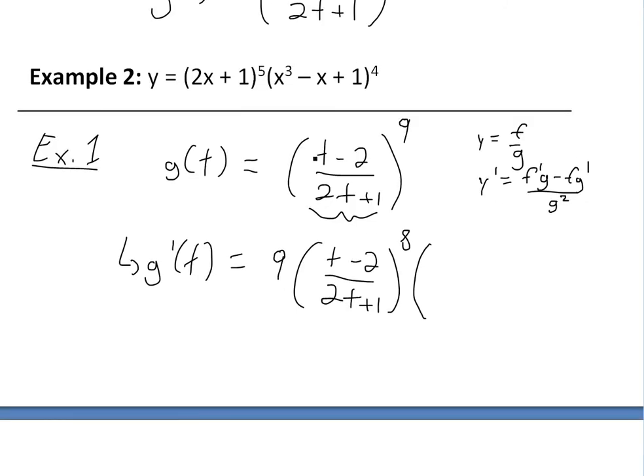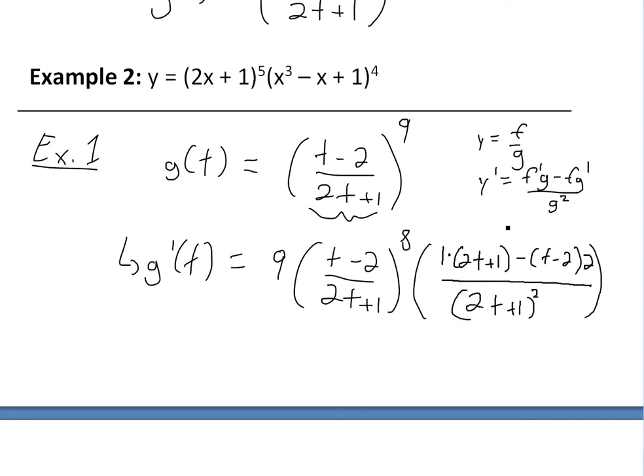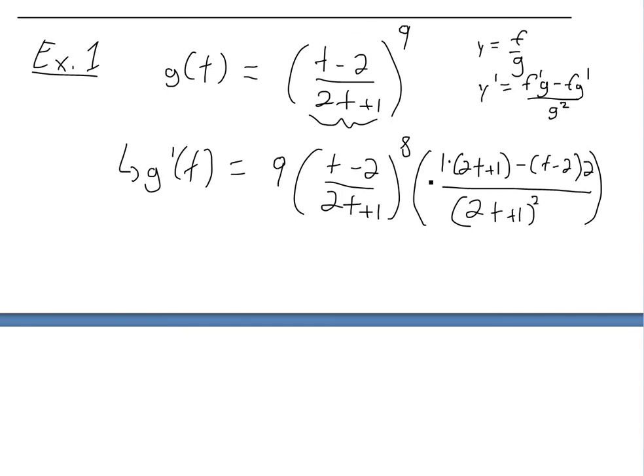So the derivative of the top one is going to be 1, since the derivative of t is 1 and the derivative of negative 2 is 0. So we'll have 1 multiplied by g, which is 2t plus 1, and then subtract f, t minus 2, times the derivative of the bottom, 2t plus 1, that's just going to be 2. And then this is all divided by 2t plus 1 squared. So using the chain rule, we have to find the derivative inside, and we just use the quotient rule. So this is what we get, and we can simplify this a bit further.